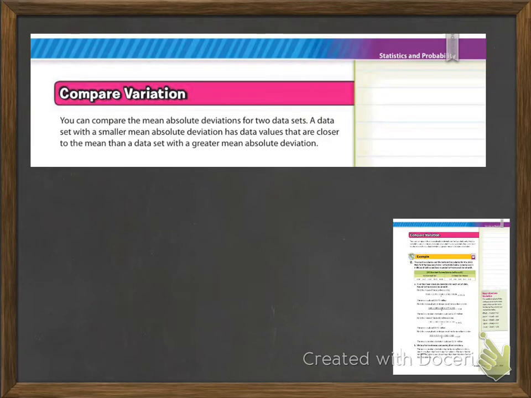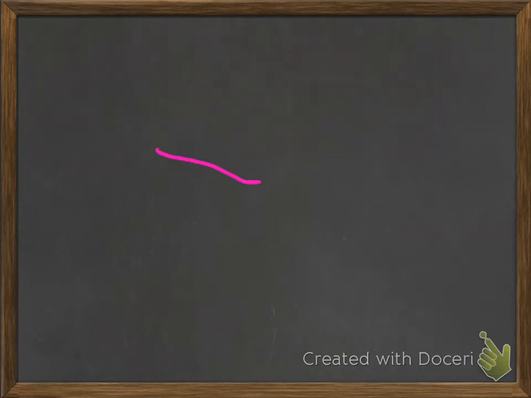So what that's telling us is, if your mean absolute deviation is smaller for a data set, that means your data values are closer together. So now we're doing this for two data sets: the one with the smaller mean absolute deviation is going to have data values that are closer to the actual mean than the other one. So let's put this to the test.